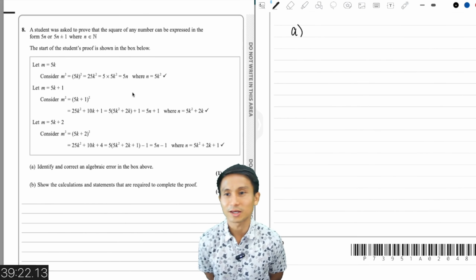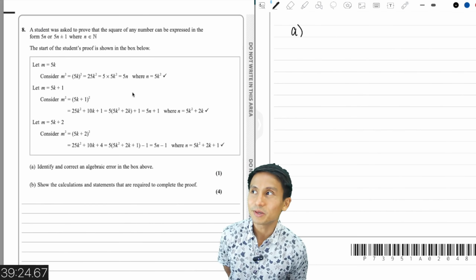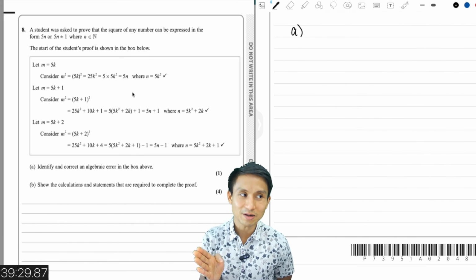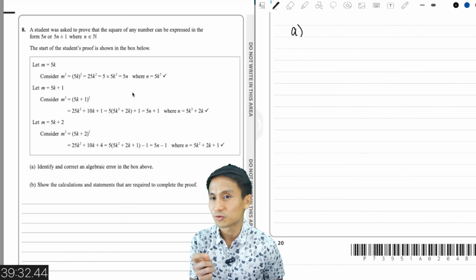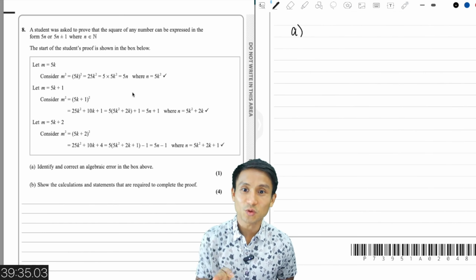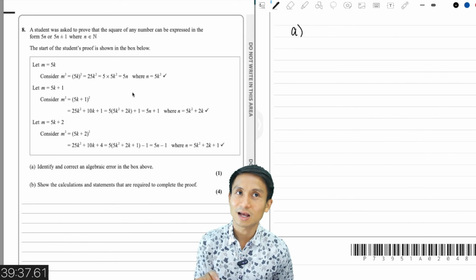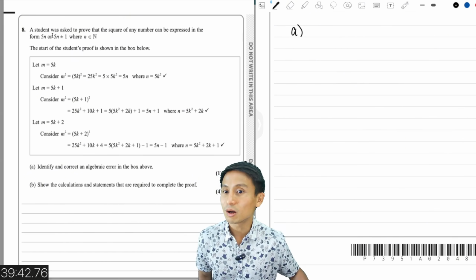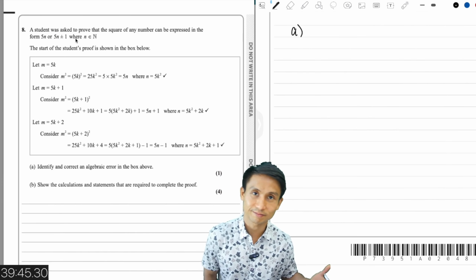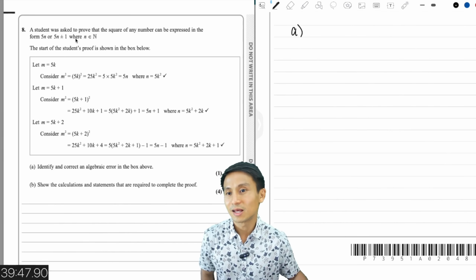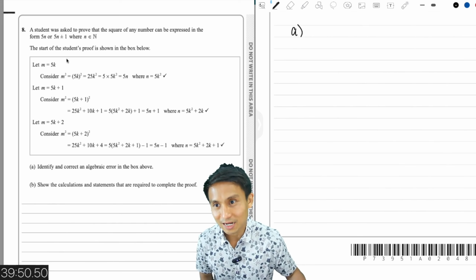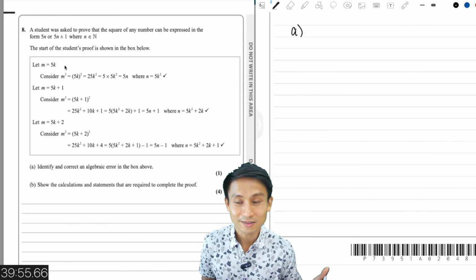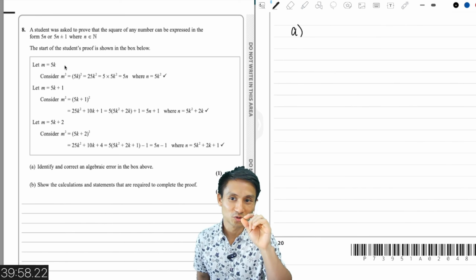Right, okay. Because we want to prove, so basically the statement is asking you to prove whether a given square number is a multiple of 5, or a multiple of 5 plus 1. That's basically what it's saying there.